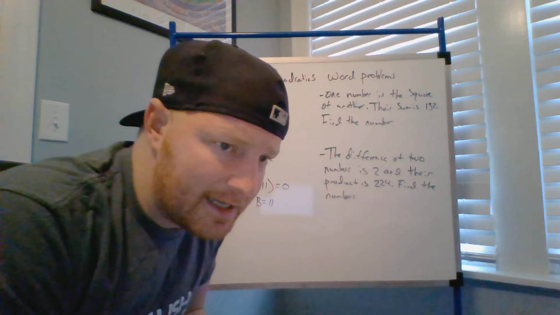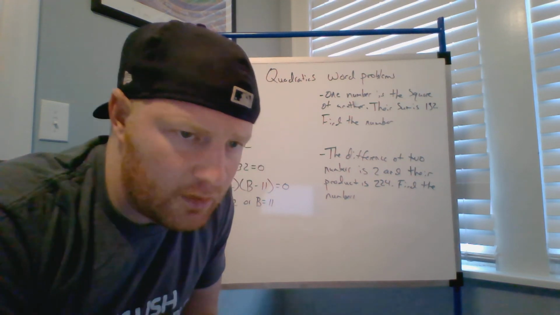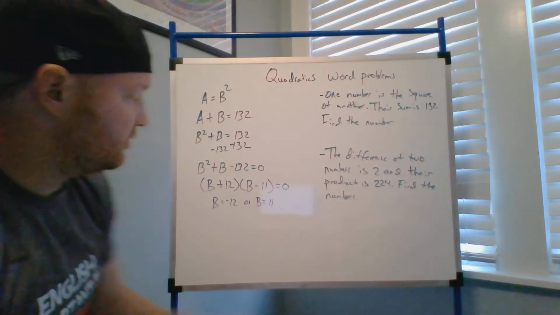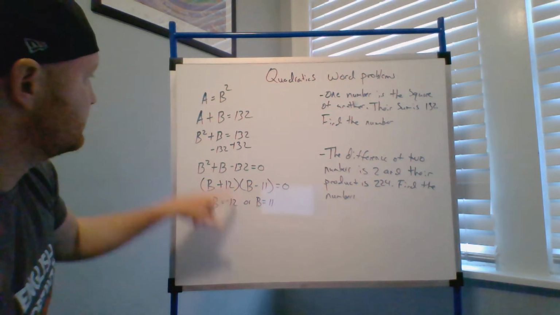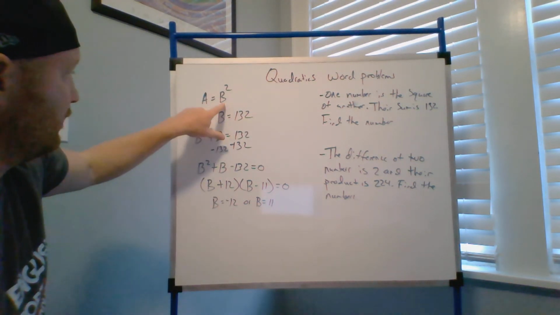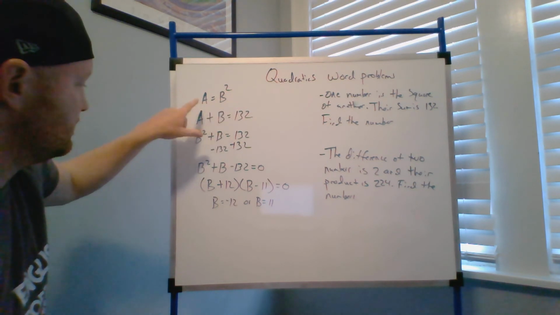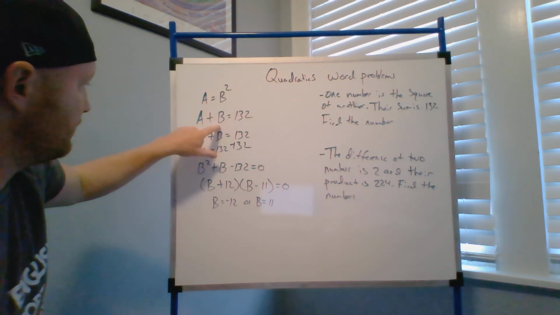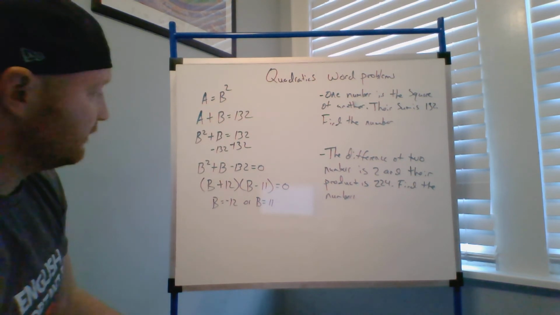And in this case, those are my two solutions for this situation, because negative 12 squared is 144, so on and so forth. And then I can do negative 12 here. The same will work for 11.